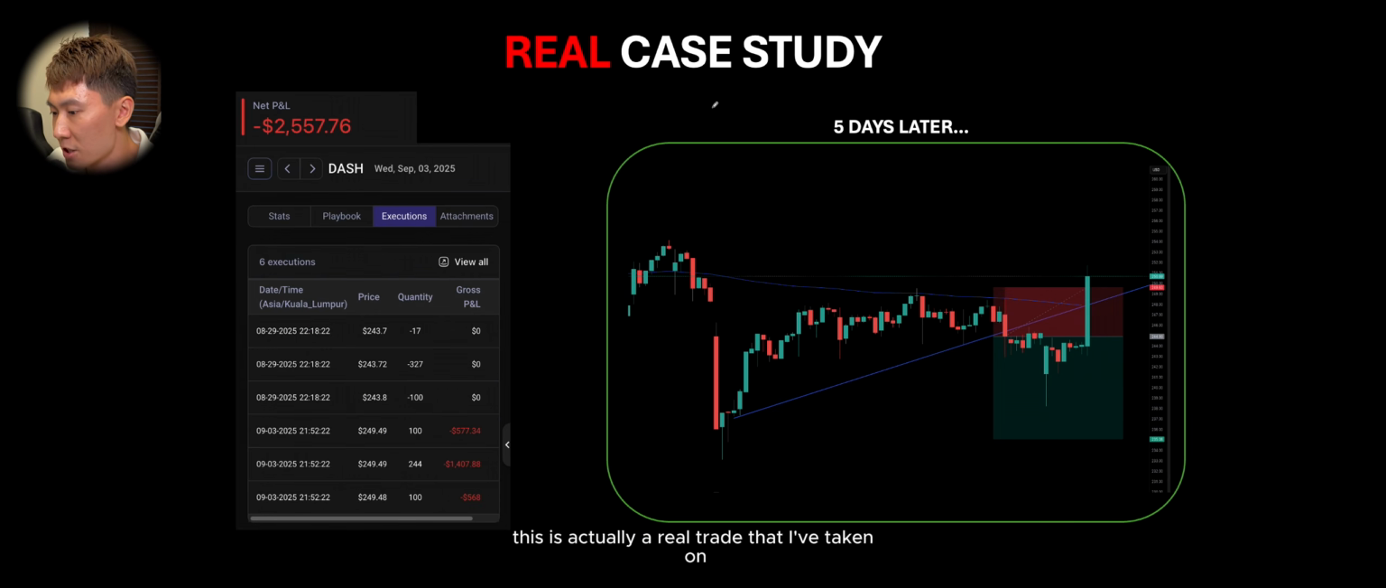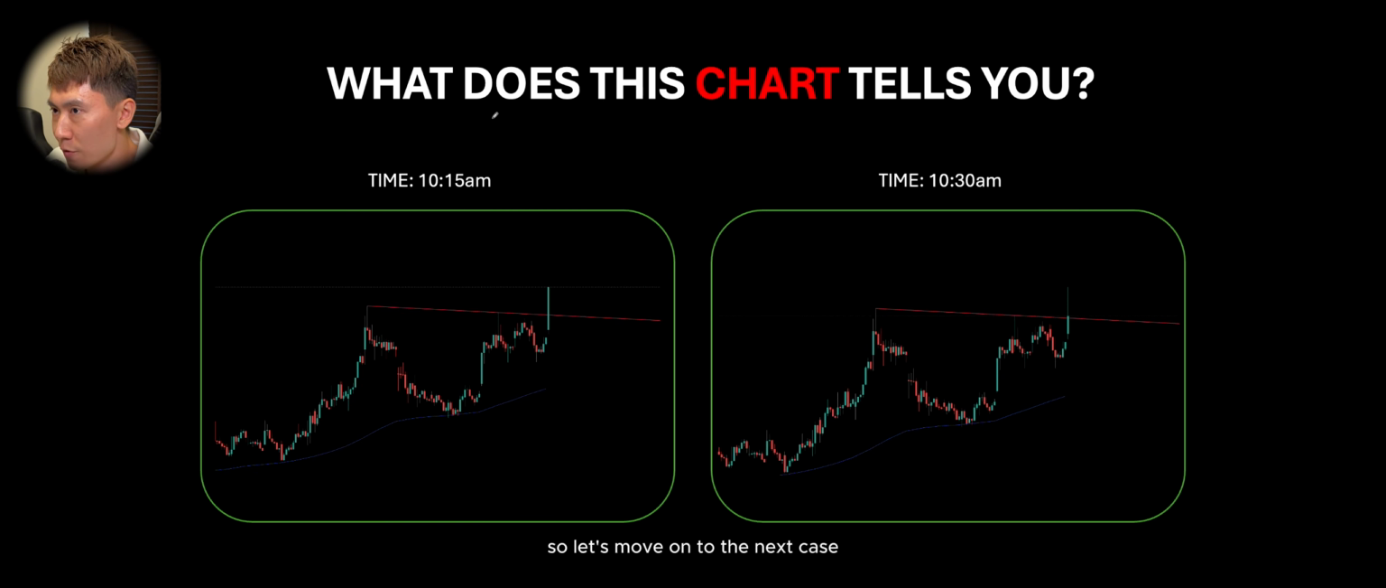As you can see, this is actually a real trade that I've taken, a short position on Doordash on the 3rd of September. I entered this trade at around 10:18, which is earlier than I'm supposed to. I did not wait for the candle to close and confirm there's indeed a strong selling momentum to continue to push the price down. What ended up happening was the price retraced up and ultimately formed a wick, which is what we don't want in a momentum breakout play. This caused us to lose $2,500 in the span of 5 days, and therefore it is super important to wait for a candle closure to confirm our thesis and our strategy. So let's move on to the next case.